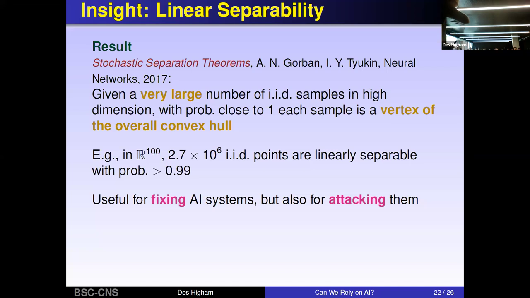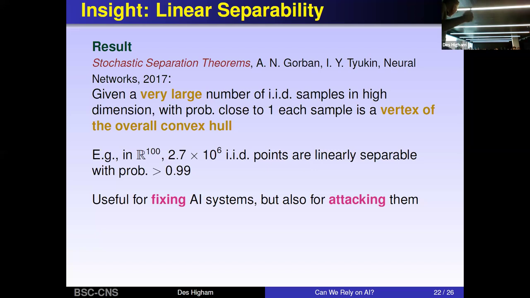So for every single point, there's a linear separator which will separate that one from the others. For example, in dimension 100, so vectors with 100 components, you can take roughly 3 million of them, and each one will be separable from the others with very high probability, more than 0.99. It's very hard for me to intuitively imagine that, but that's true.